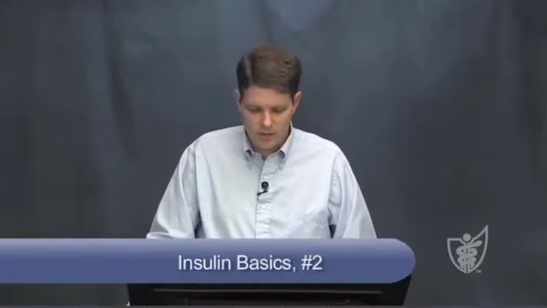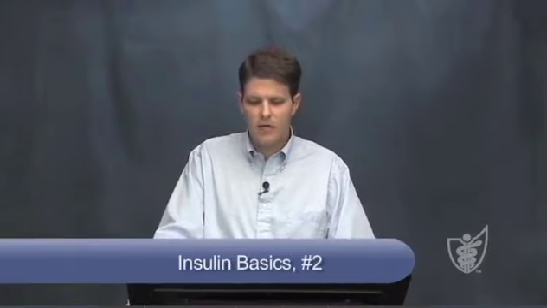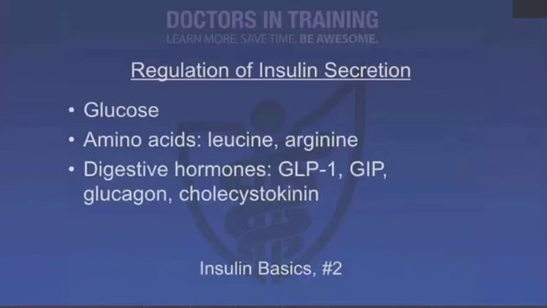Let's talk about insulin secretion. There are lots of things that stimulate and regulate insulin secretion. And if you look at number 2 on your study guide, it says, how is insulin secretion regulated? The three things I want you to remember: glucose is the number one thing that regulates insulin secretion, certain amino acids, specifically leucine and arginine, and then digestive hormones, glucagon-like peptide 1, which is called GLP-1. There's another hormone called GIP, glucagon, cholecystokinin.